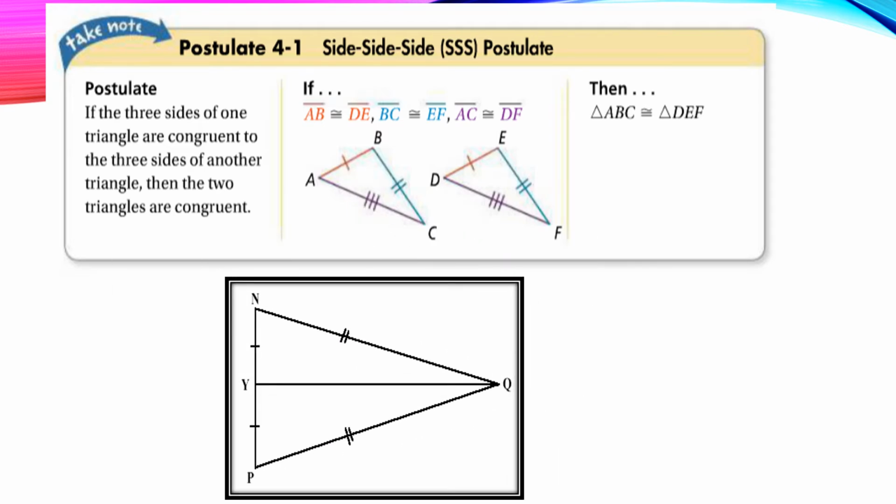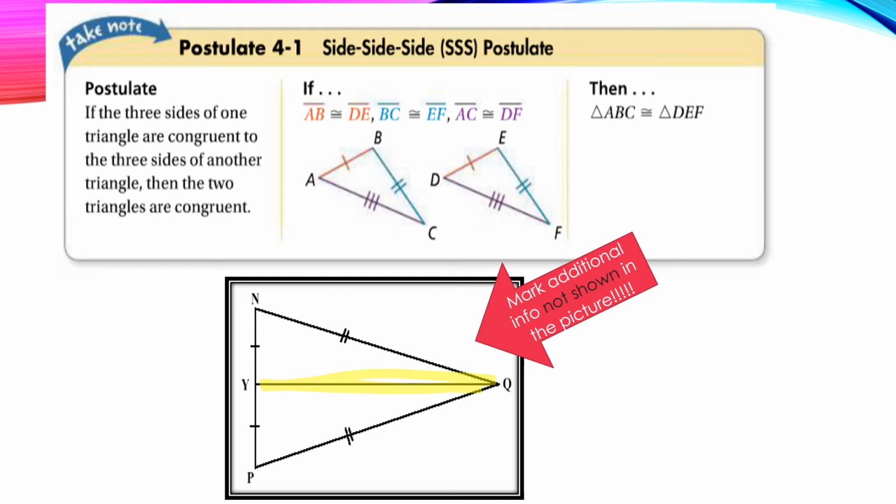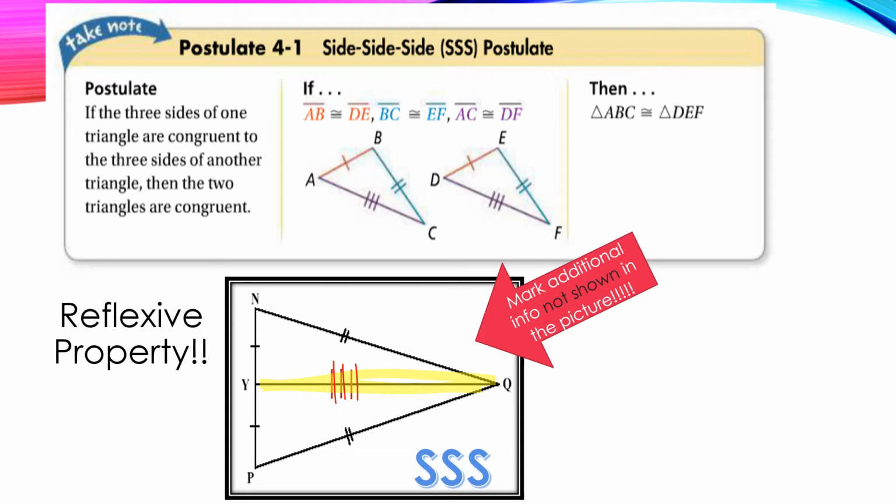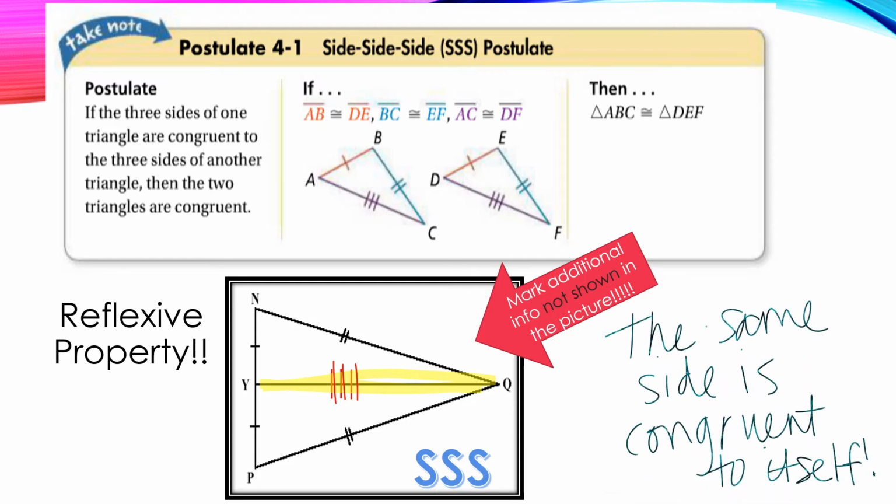Here's an example for you, which is a little bit different. So notice how we have this side right here, correct? It's within that triangle. Yes, it doesn't say that it's congruent, but because it is the same line, QY is the same line as QY. So we are going to mark that congruent. And by the reflexive property, okay, we get side, side, side.